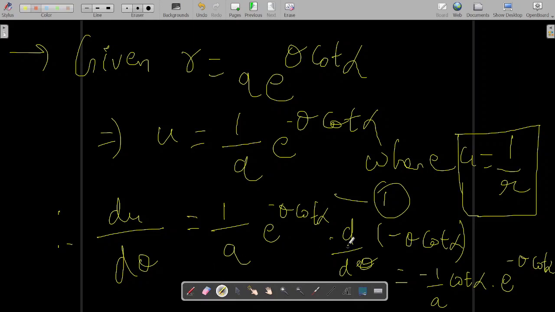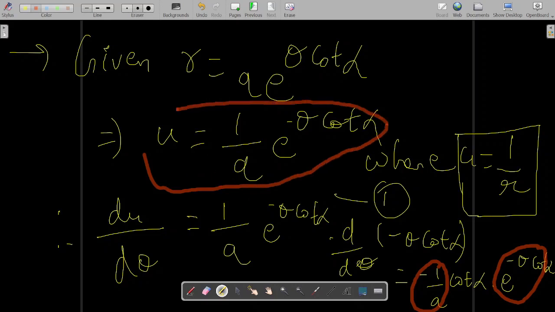Now look at this carefully. This whole thing, plus this thing in multiplication, just bring them together. After you bring them together, it is equal to minus u. So minus u cot alpha will come. So du by d theta has come out to be equal to minus u cot alpha.